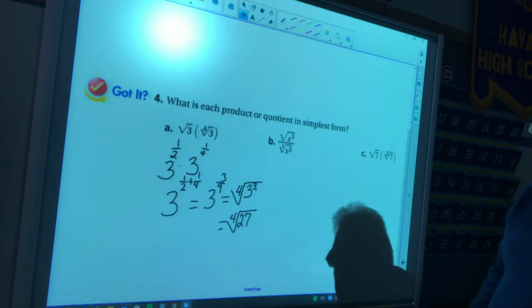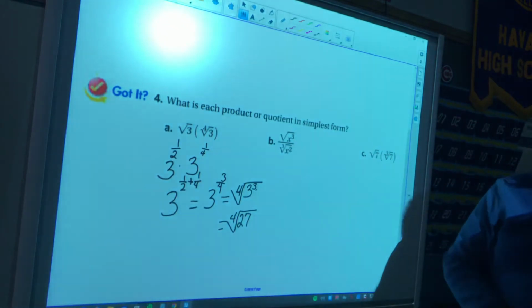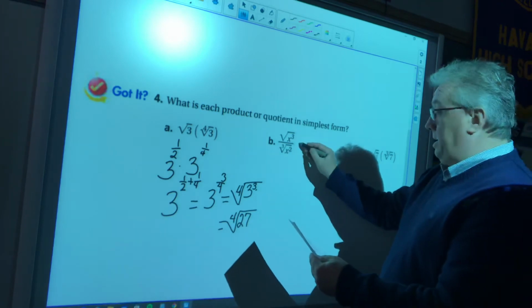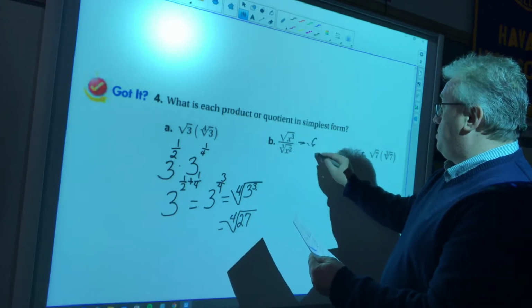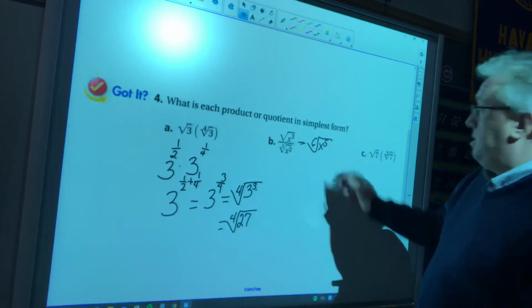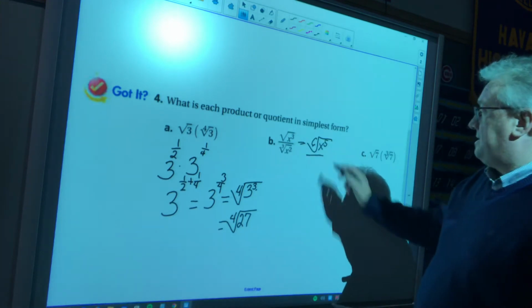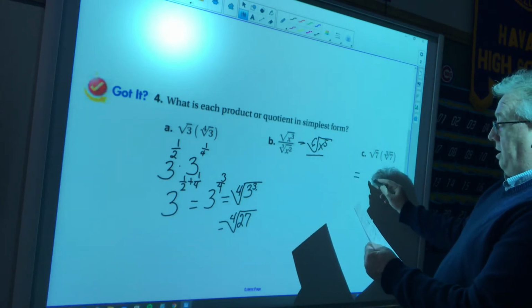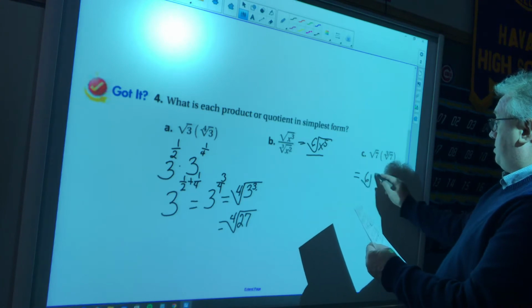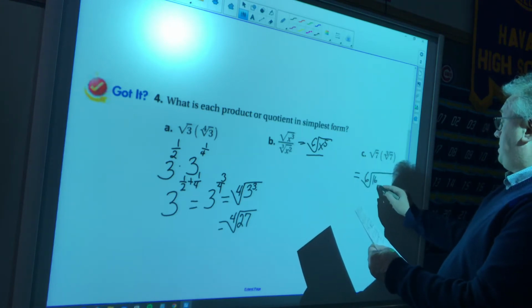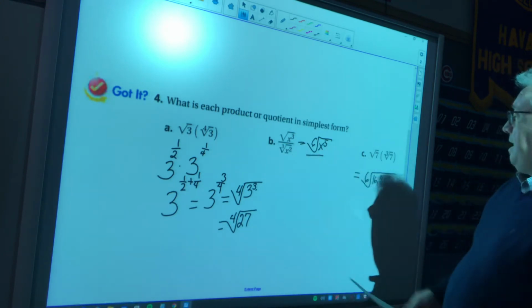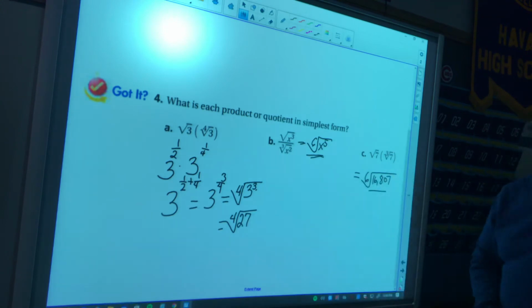Now, B, why don't you go ahead and try B on your own, and I will give you the answer. The answer to B is the sixth root of x to the 5th. Go ahead and work that out and see if you get that as an answer. And then I'll give you C also. C is equal to the sixth root of 16,807. So go ahead and work B and C out and see if you get those answers.